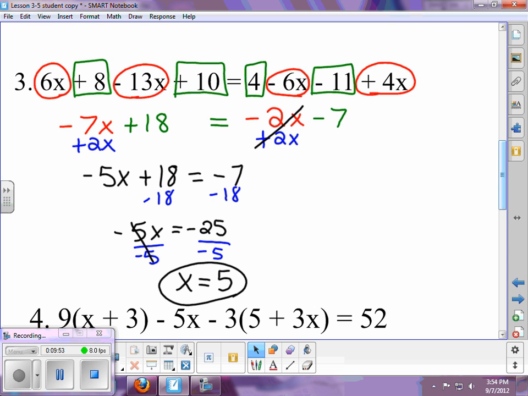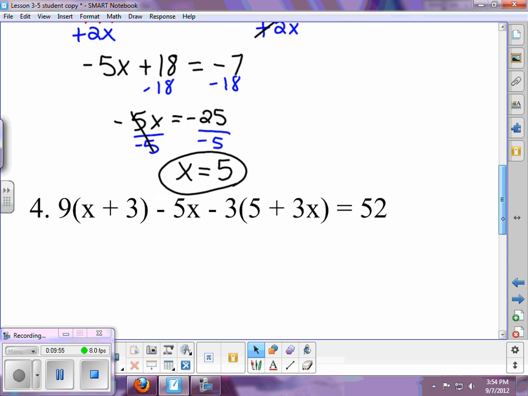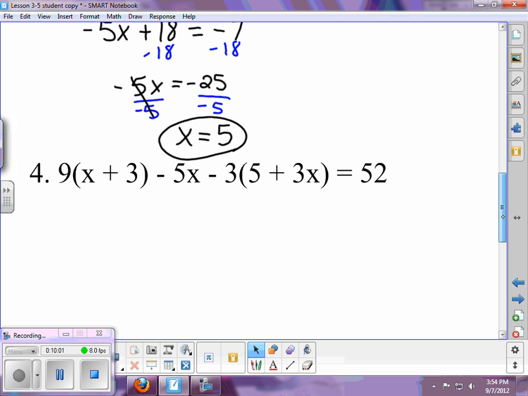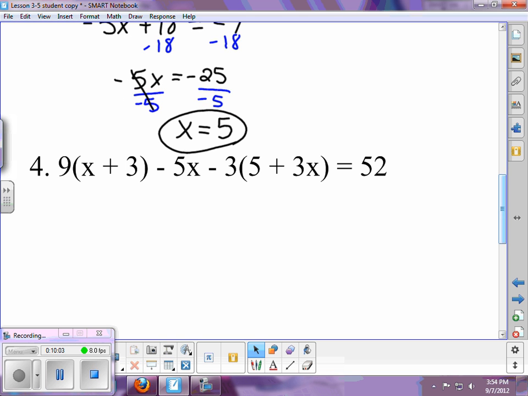Now, we have 2 more problems, and I have about 5 more minutes left of my time, so we'll see how far we get. If we only have time for one more problem, it will be up to you as a class to finish the last one together.